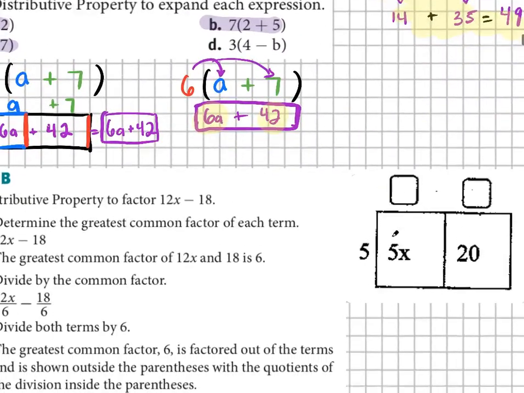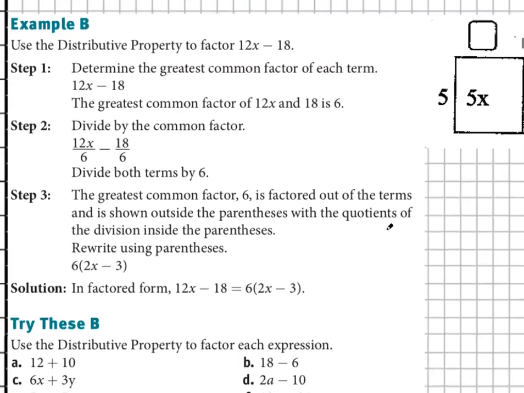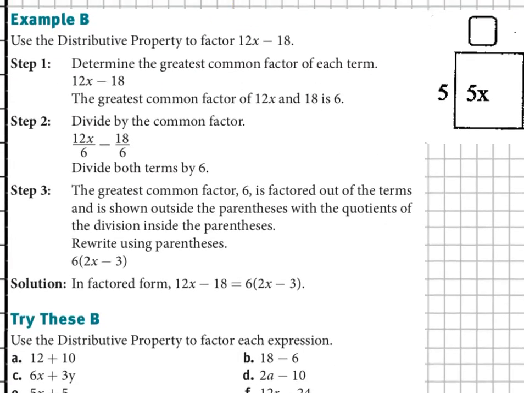Okay, so here on example B, it says using the distributive property to factor. Now the word factor here is representative of finding the greatest common factor. So we're going to find the GCF. Okay. That's what we're doing. We're finding the GCF of this group of these two numbers. We're going to find the GCF of those two numbers.